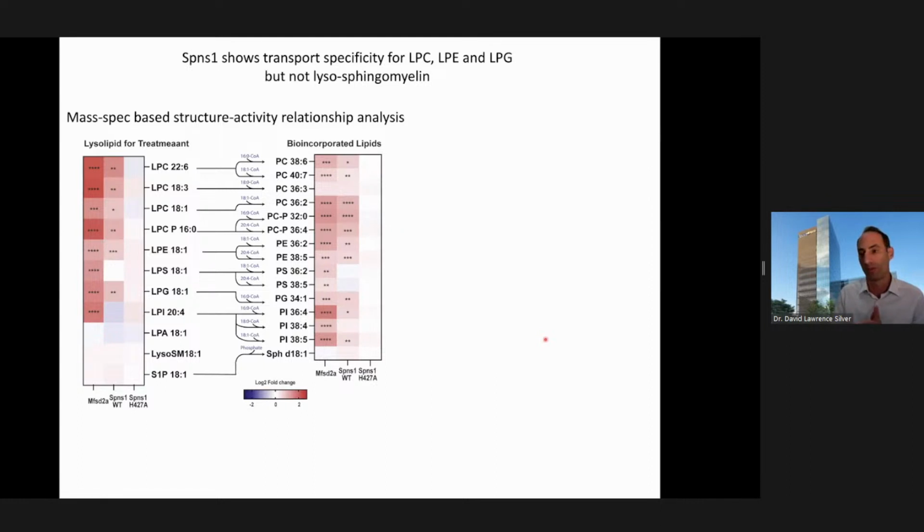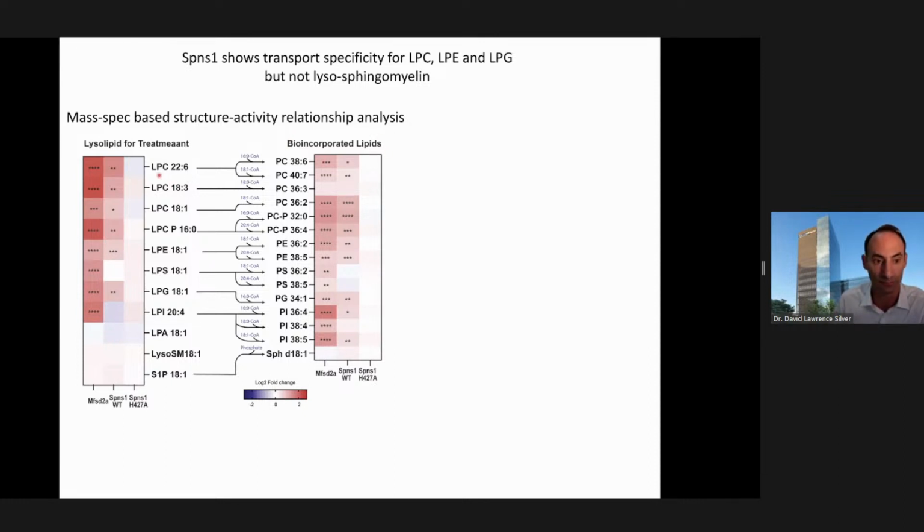We then developed a mass spec-based approach to study the types of lipids that SPINS1 can transport. This is a nice approach because we're not modifying the lipid, we're using native lipids. We call this a structure-activity relationship analysis. We incubate the various lipids shown here in this heat map. We call this lysolipid treatment. These are the ones that were added to cells in culture. You can see that on the y-axis here. Then within an hour, we extract the lipids and measure both the lipid that was added as well as the first product in metabolism. We call these the bioincorporated lipids.